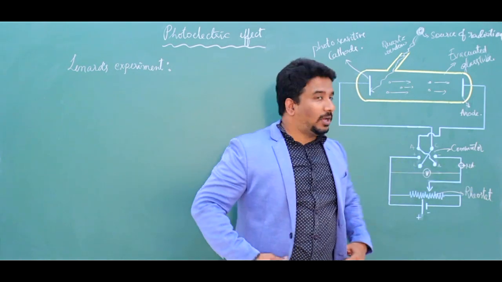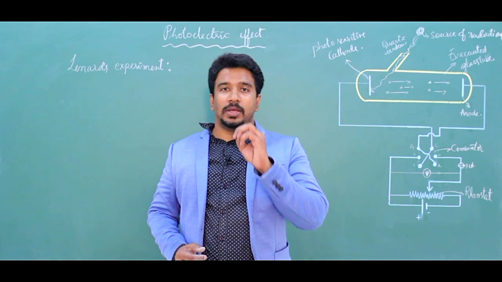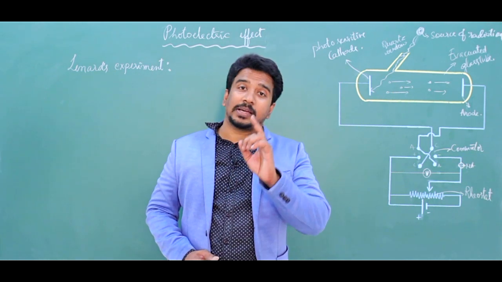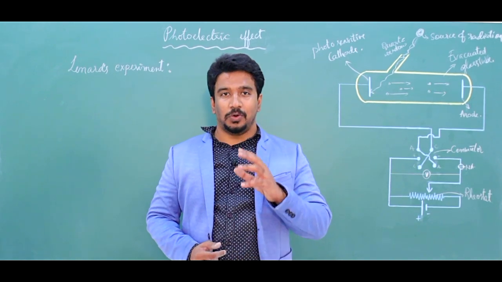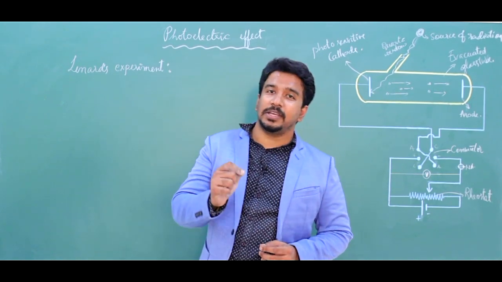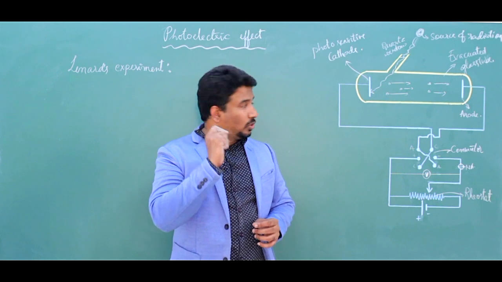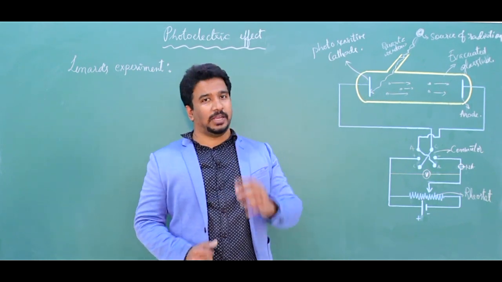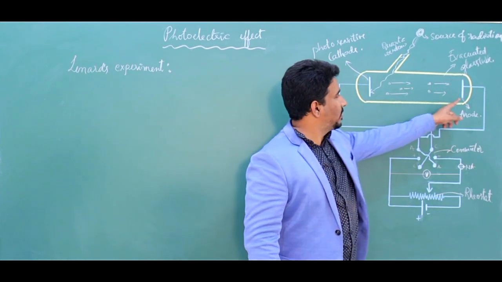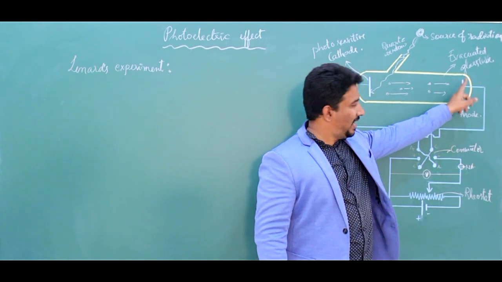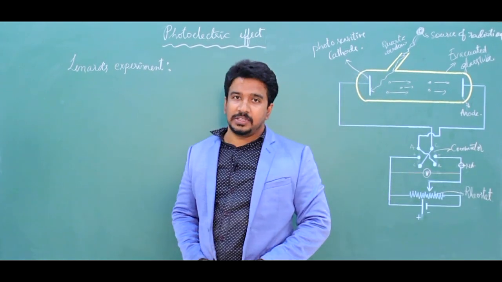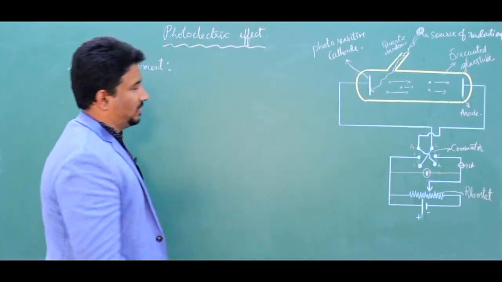Okay, so now when UV radiation is stopped, the current also stopped. So this indicated that whenever the radiation of suitable frequency falls on the emitter plate, there will be electrons emitted, and these electrons emitted are attracted by anode, and that constitutes a current which is read by ammeter. Am I clear with this? So I am going to write that.